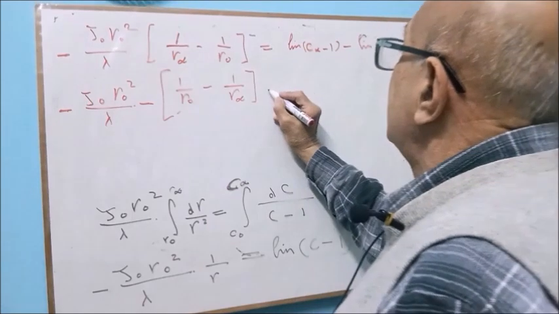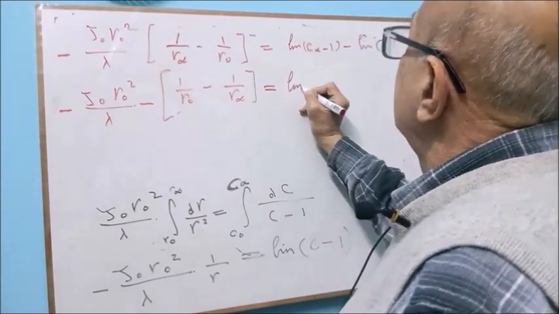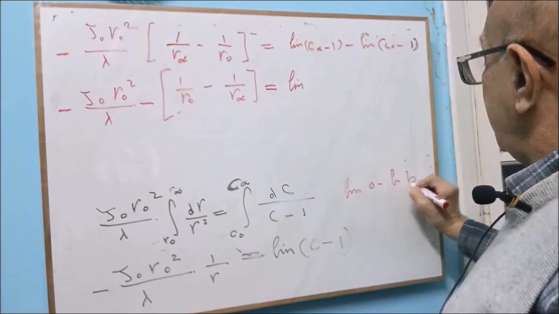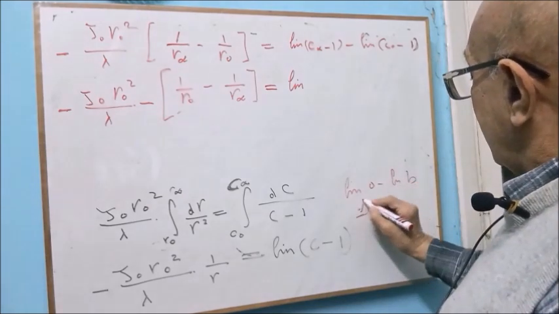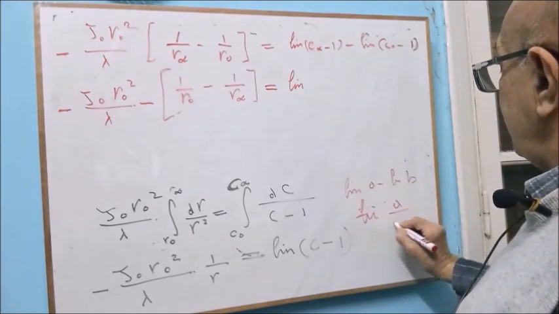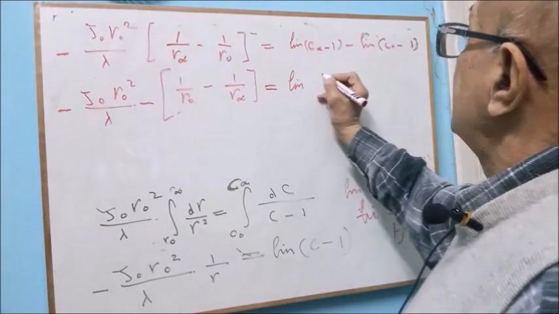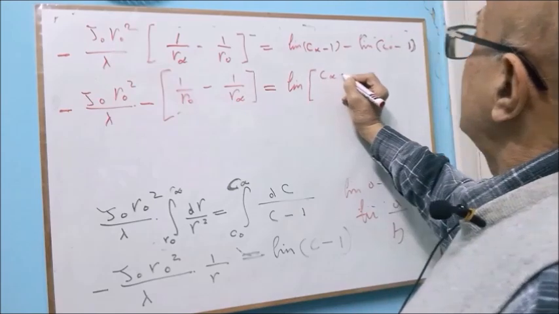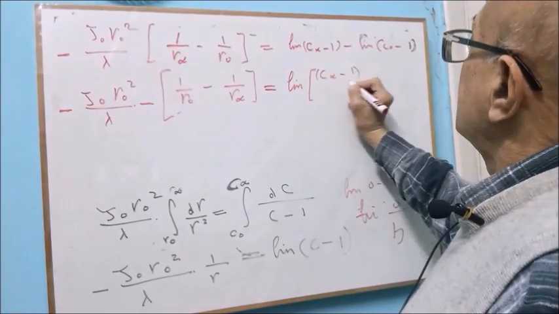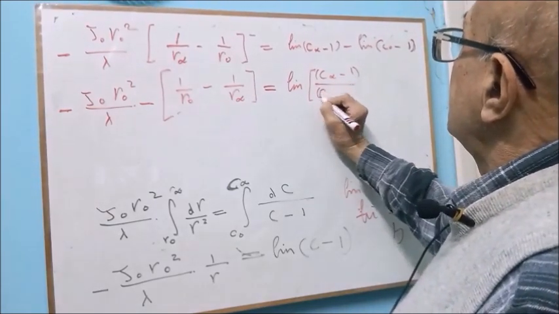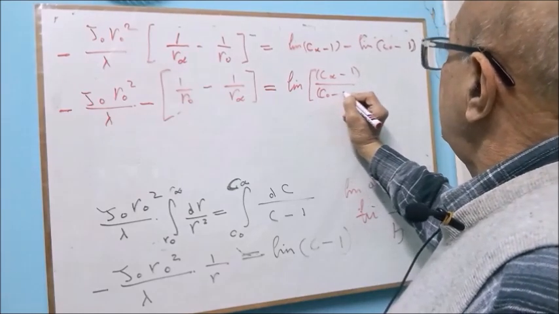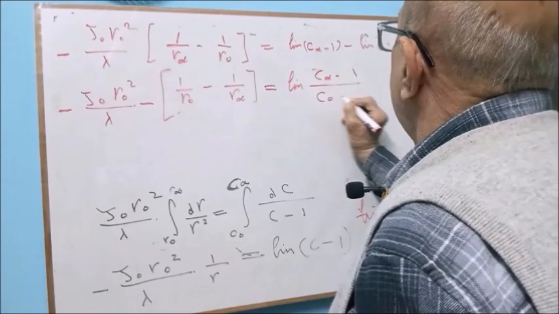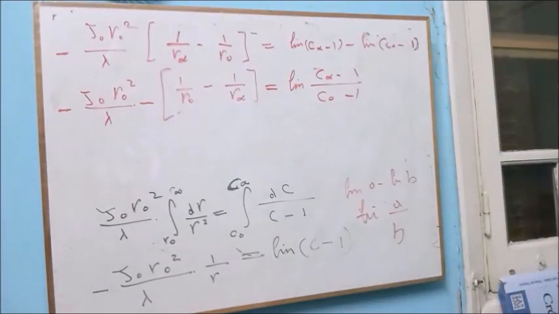So that's very nice. Equals ln A minus ln B equals ln A over B, so we'll apply it here. Equals ln of C infinity minus 1 over C0 minus 1. That's it now.